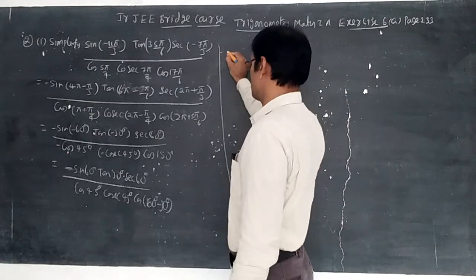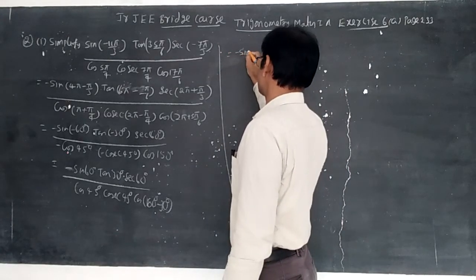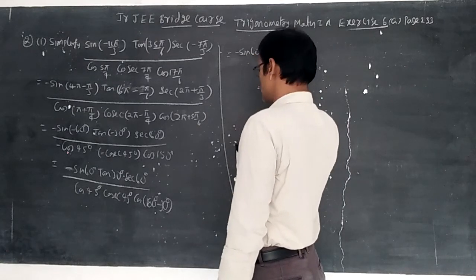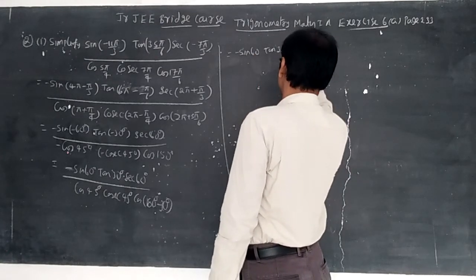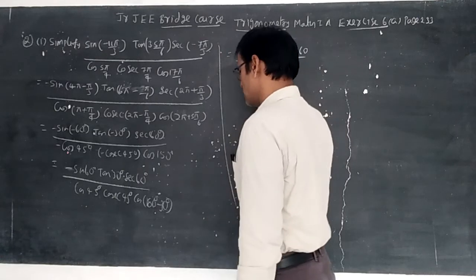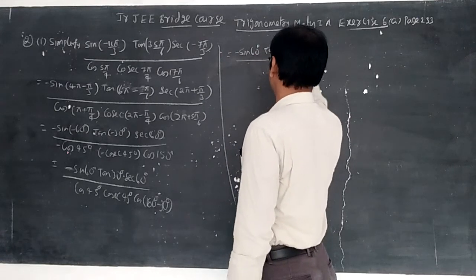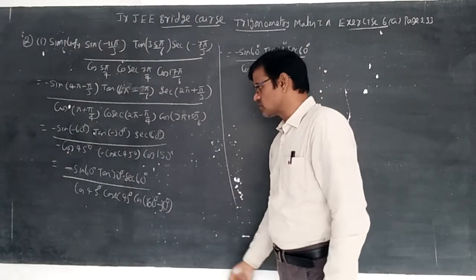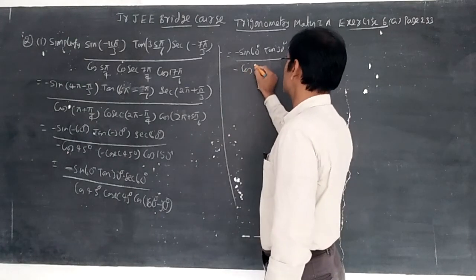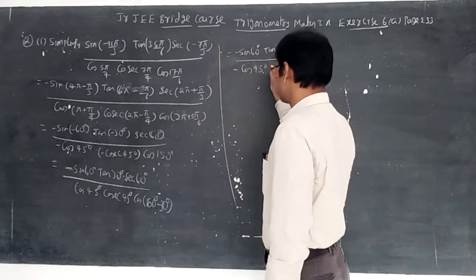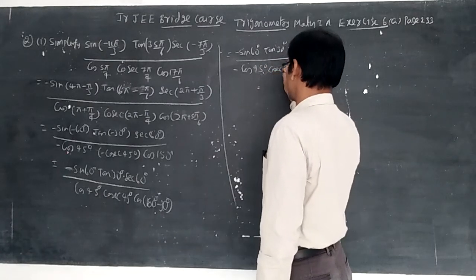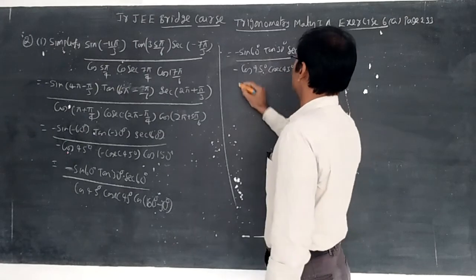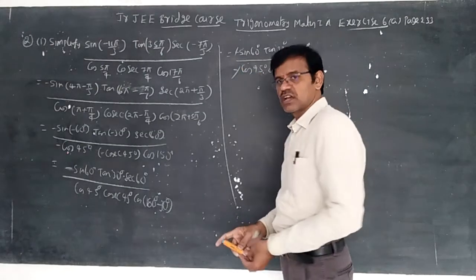Here you can write this is minus sin 60 into tan 30 into secant 60 whole by cos 45. Cos 180 minus 30 becomes minus cos 30. So put minus here. Minus, full cut, cos 45 cosec 45 into this is cos 30. Minus, numerator and denominator will get cancelled.